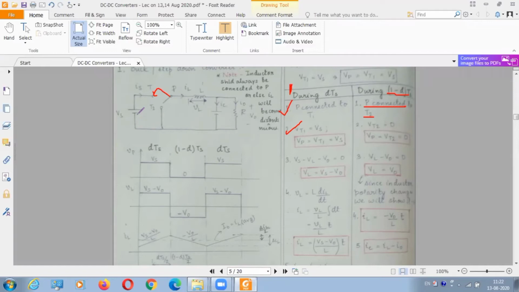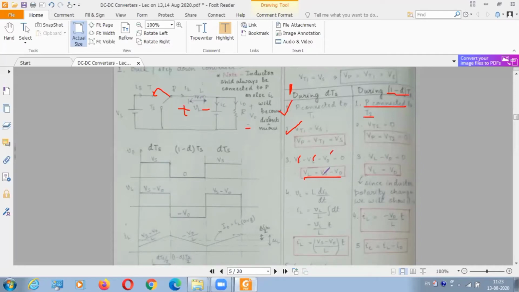If I apply my KVL from Vs up to the load resistor and back to minus Vs, I will start from plus Vs and go in this direction. Since inductor current is flowing in this direction only, this point will be positive, this point will be negative. So minus VL, minus V0, since current I0 is flowing in this direction, I always take the end polarity. So Vs minus VL minus V0 is equal to 0. From here you can write VL is equal to Vs minus V0.